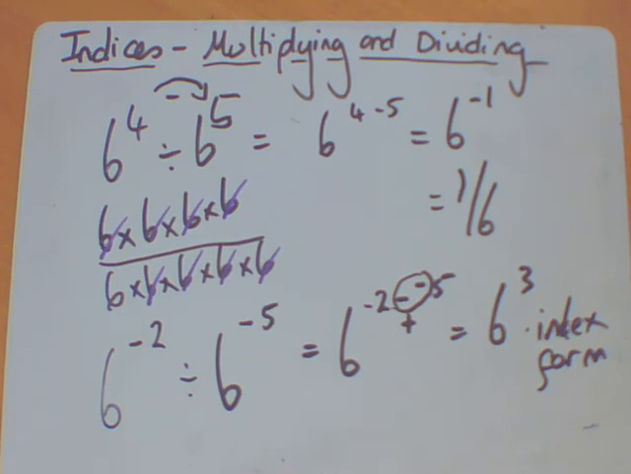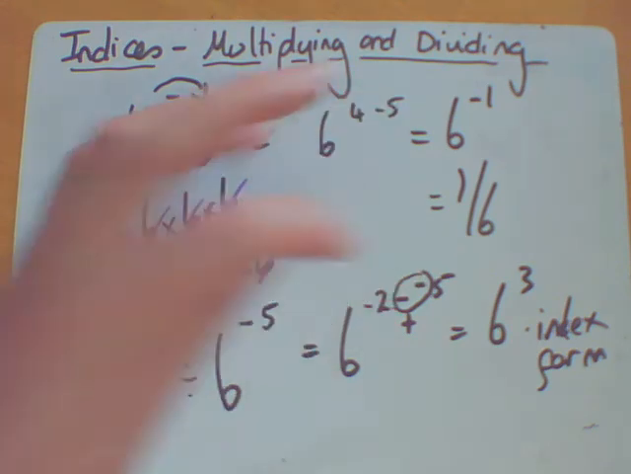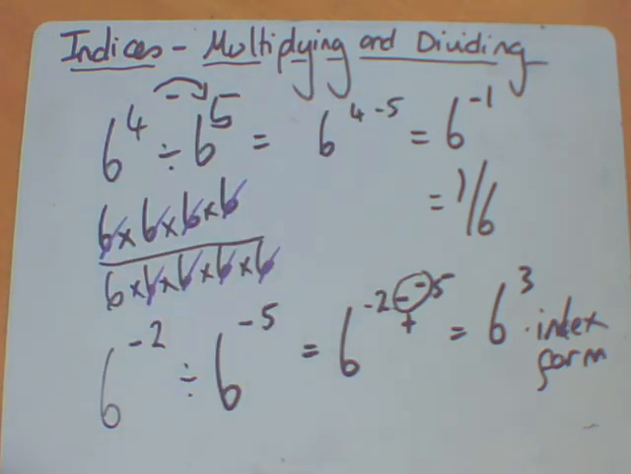So all you really need to be careful with when you're doing your division is any double negatives, like this one here. Just be really careful because that is what you're going to muck up on.